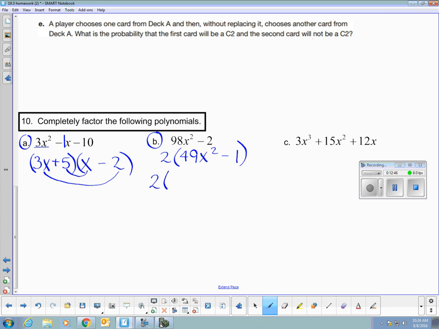And if we remember, when we factor the difference of 2 squares, we take the square root of the first term, 49x squared. The square root of that is 7x times 7x. And then we take the square root of the second term, 1. 1 times 1 is 1. And then we set 1 at positive and 1 negative.